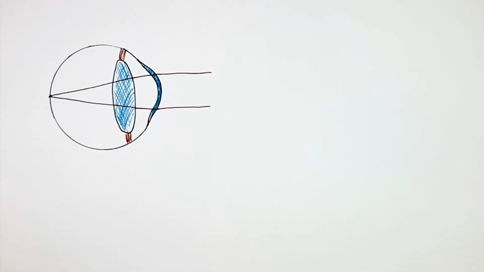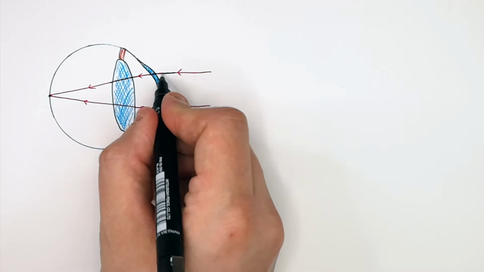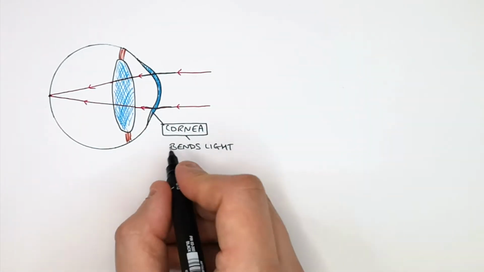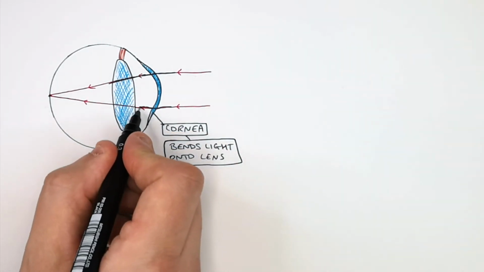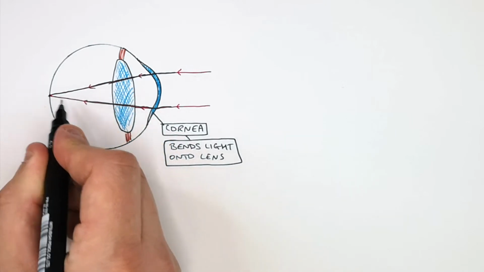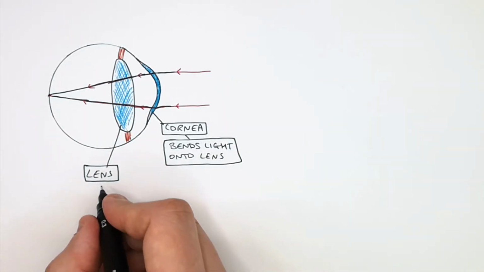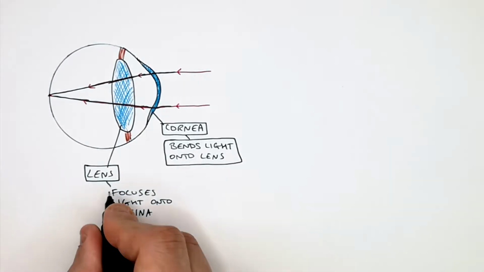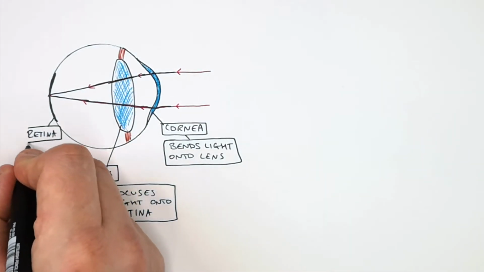So remember, what the cornea does, the cornea is going to bend the light, so it refracts the light towards the lens. And the lens is going to refract or bend the light towards the point on the retina. So it focuses the light onto the retina.